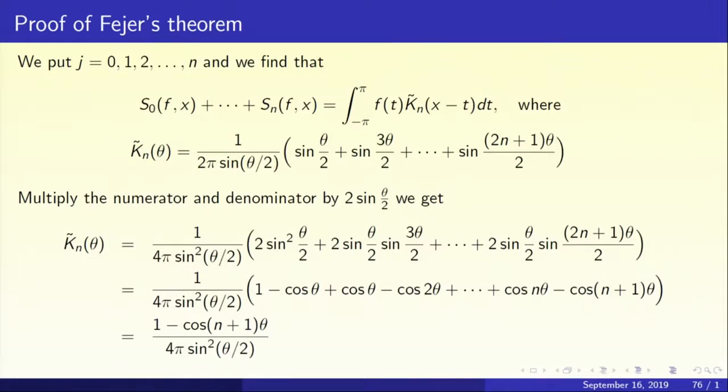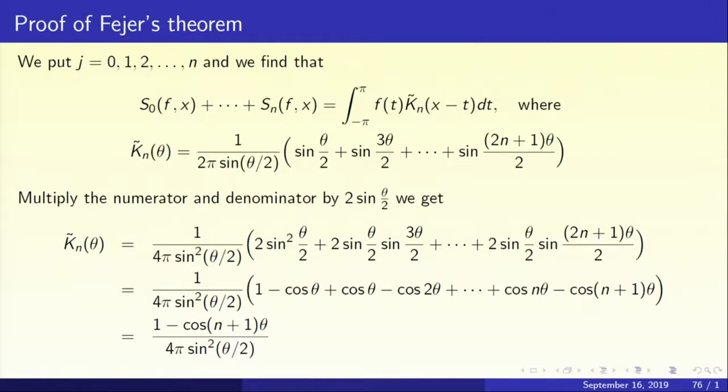So what is kn tilde? Kn tilde of theta equals 1 upon 2 pi times sine theta by 2 into sine theta by 2 plus sine 3 theta by 2 plus etc. plus sine 2n plus 1 theta by 2. Use the expression for the Dirichlet kernel, sine j theta plus theta by 2 divided by sine theta by 2. The sine theta by 2 is common in all the terms. So now let us multiply the numerator and denominator by 2 sine theta by 2. What do we get? Kn tilde equals 1 upon 4 pi sine squared theta by 2 into big bracket: 2 sine squared theta by 2 plus 2 sine theta by 2 sine 3 theta by 2 plus etc. plus 2 sine theta by 2 sine 2n plus 1 theta by 2.